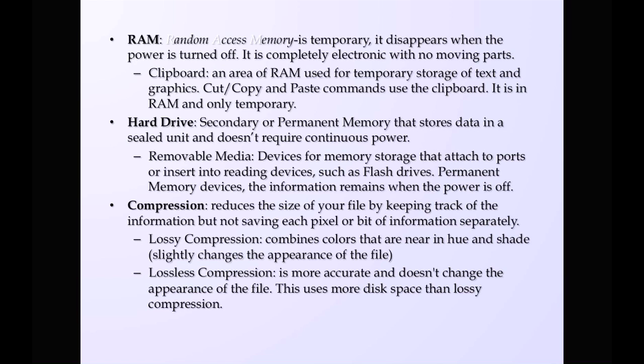Compression is something you do to reduce the size of your file by keeping track of the information but not saving each pixel or bit of information separately. So lossy compression combines colors that are near in hue and shade. It slightly changes the appearance of the file. Lossless compression is more accurate and does not change the appearance of the file. It uses more disk space than lossy compression. JPEG is a type of lossy compression that you use for image files.